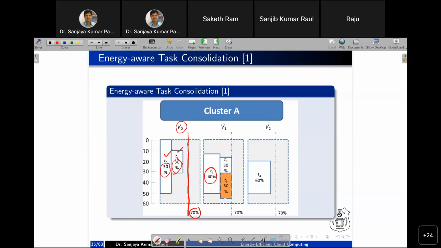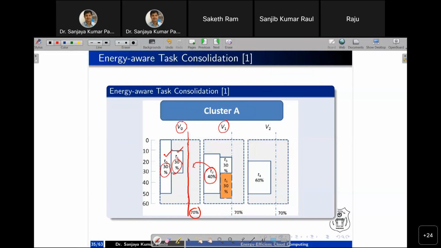The reason is that if you assign T2 to B0, then the CPU utilization threshold is exceeded. The threshold I have taken is 70%, so it is going to exceed. That is the reason why you are not assigning T2 here. Rather, you prefer to start a new virtual machine and start the load in that particular virtual machine.